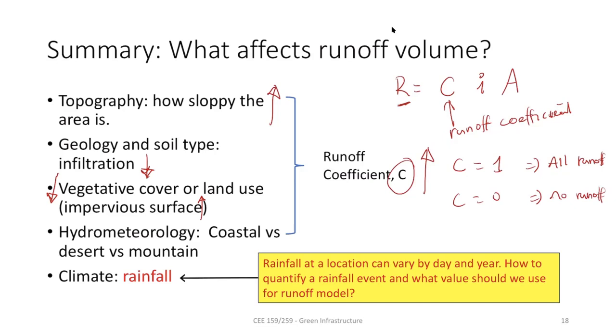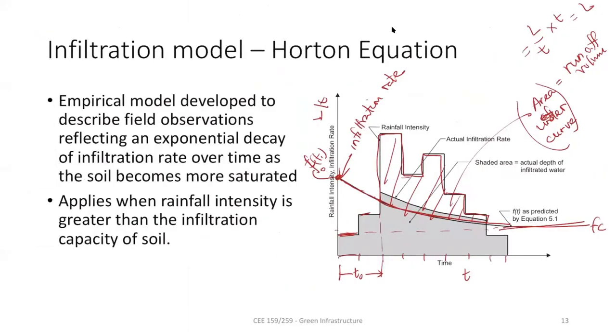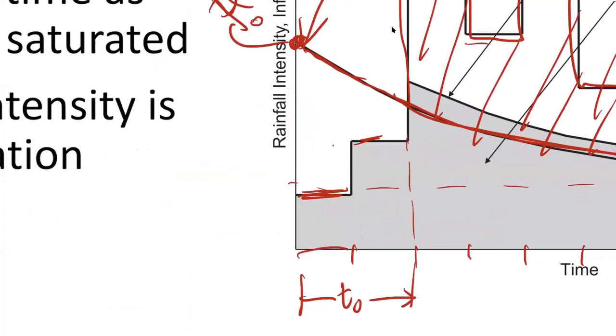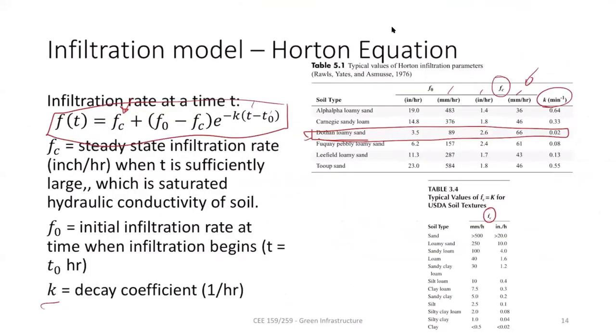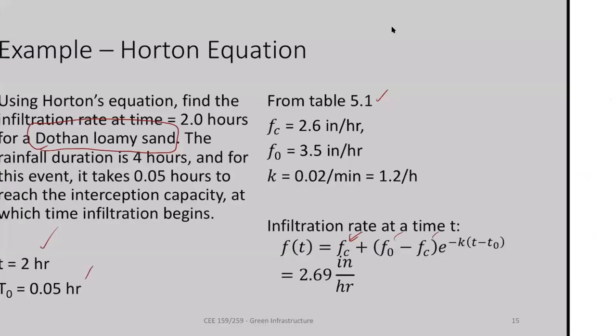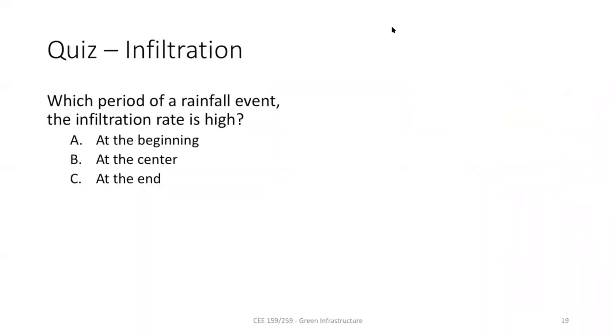And the final is rainfall. If you have heavy rainfall, you're more likely to have a lot of runoff. If you have small rainfall intensity, you will not receive that much runoff. That's because you see this graph over here: if your rainfall amount is very small, below the infiltration capacity of the soil, you'll never have runoff. So it also depends on how much rainfall you receive in that area. Okay, so that's all the concepts for infiltration.